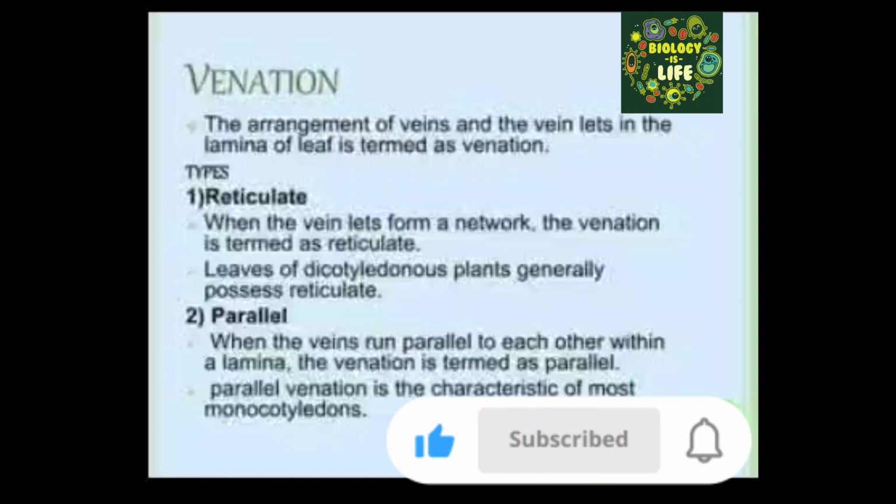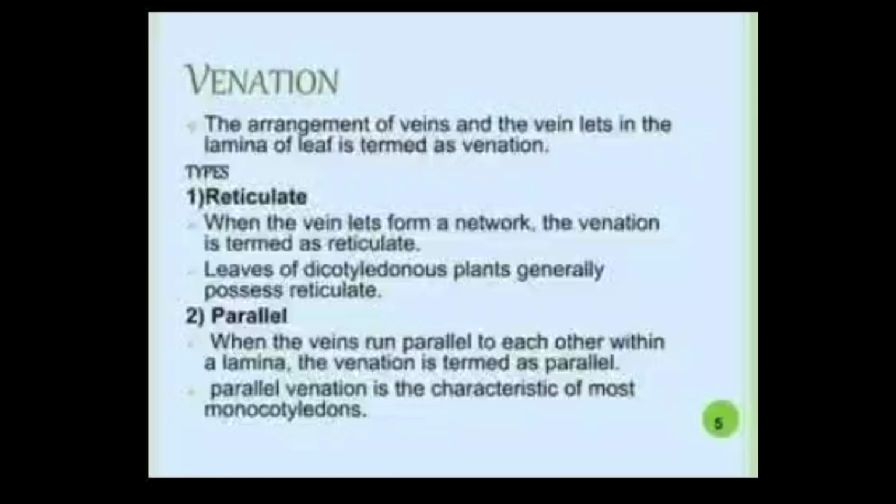What is present in the reticulate? Reticulate means there is a formation of a network in the veins, known as reticulate venation. This type of venation is found in dicotyledonous leaves.